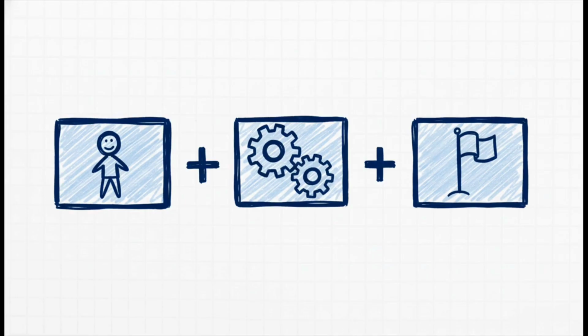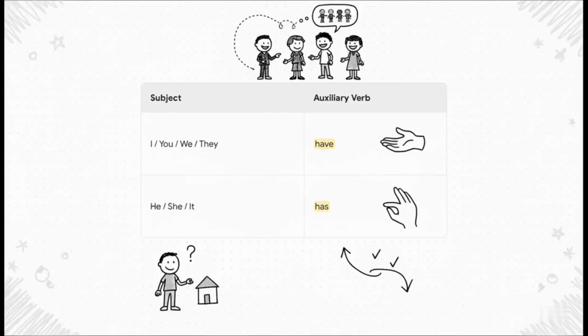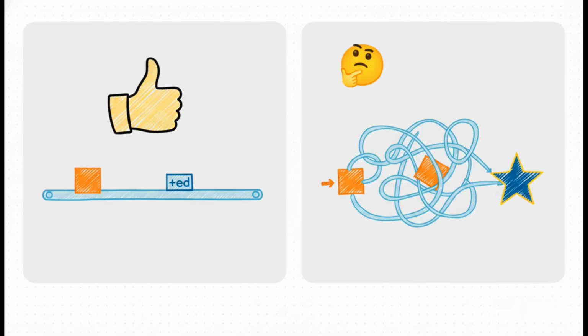So let's break down each of those pieces. First up, choosing between have and has. This part's a piece of cake. The rule is super simple. If your subject is I, you, we, or they, you're going to use have. And if it's he, she, or it, you just use has. That's it. Easy, right?